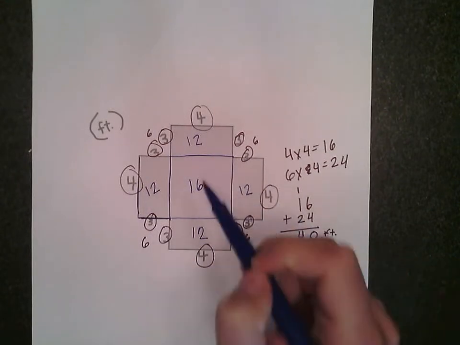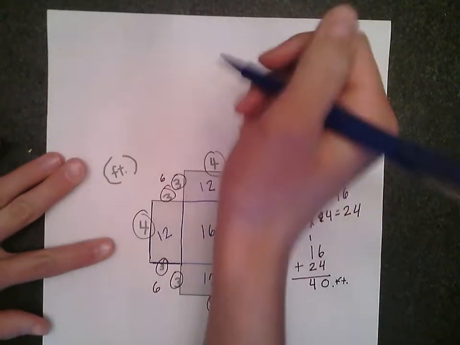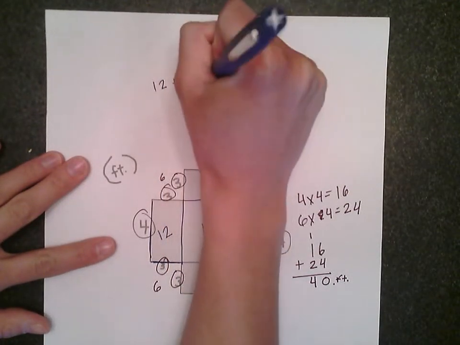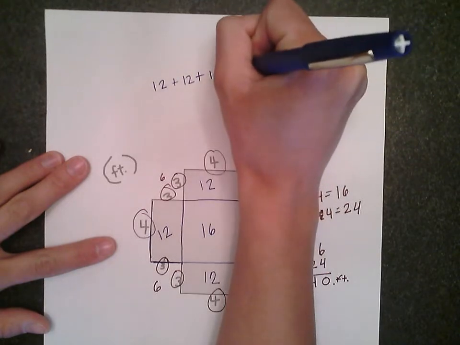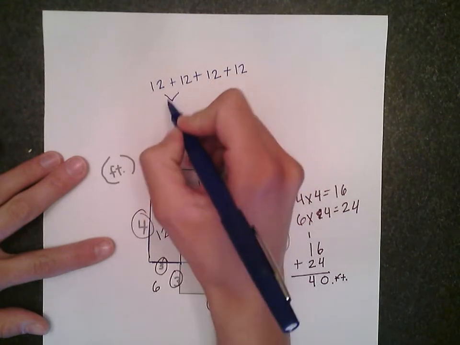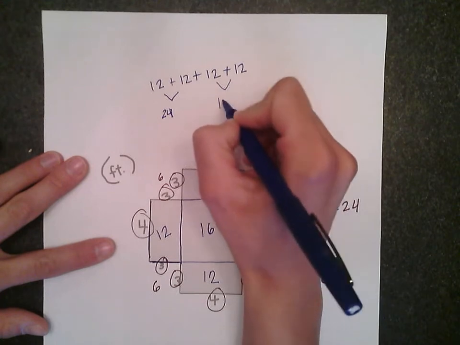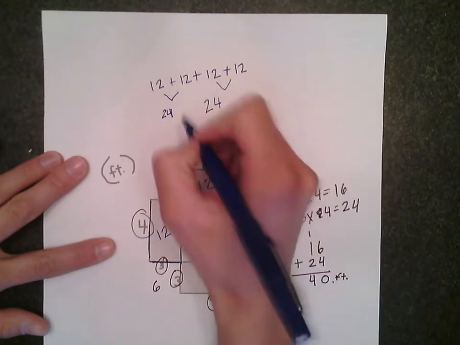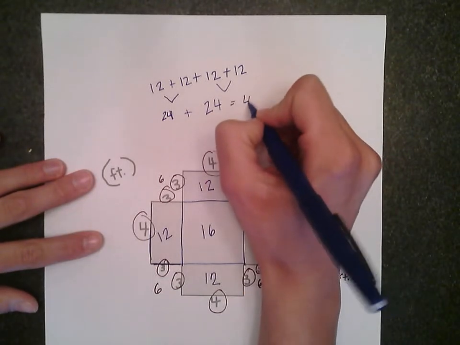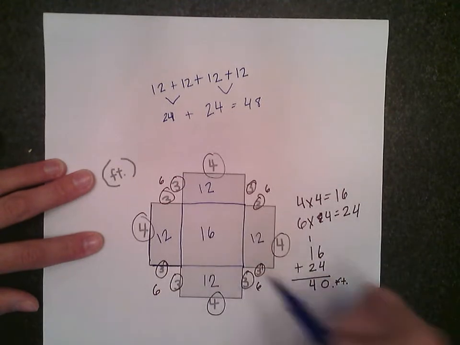And what I need to do now is add them back together to find the total area. So I can do 12 plus 12 plus 12 plus 12, or 12 times 4. But I know we haven't quite gotten there, so we're just going to do it this way. 12 plus 12 is 24. And then 12 plus 12 is 24. Excuse me, 24 plus 24 is 48. So that's all the surrounding shapes.